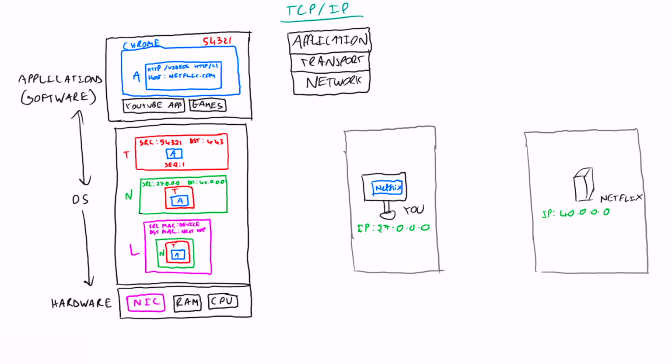And the final layer is going to be the link layer, okay? And the link layer is going to take our network layer packet, which contained our transport layer packet, which contained our application layer packet. So remember, we're stacking these on top of each other. And the link layer is going to be responsible for adding our MAC addresses, our source and destination MAC addresses, which are unique identifiers for each device.